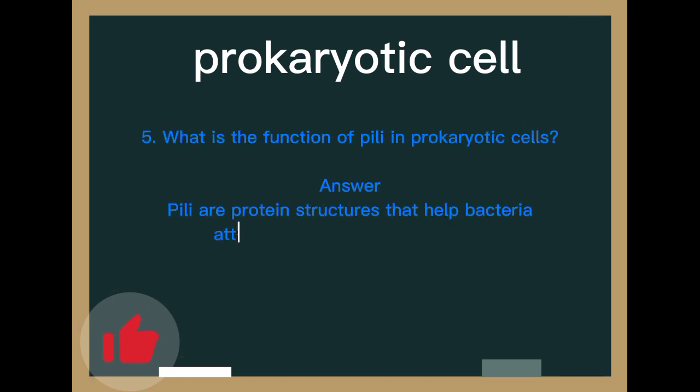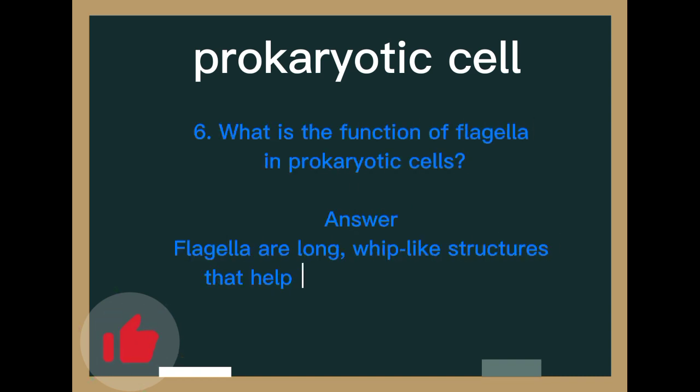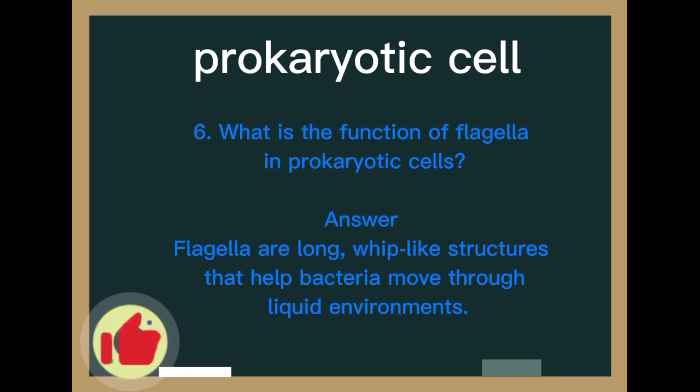5. What is the function of pili in prokaryotic cells? Answer: pili are protein structures that help bacteria attach to surfaces or other cells. They can also be used for transferring genetic material between cells. 6. What is the function of flagella in prokaryotic cells? Answer: flagella are long whip-like structures that help bacteria move through liquid environments.